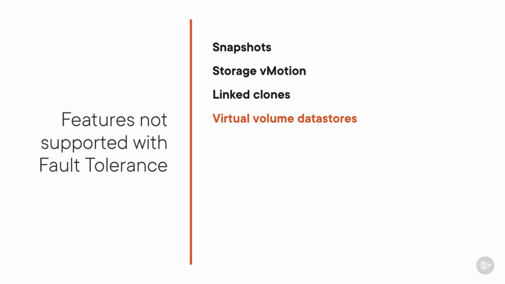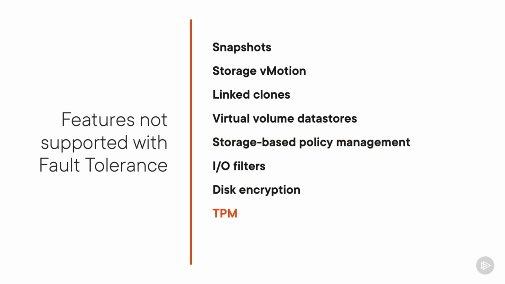There are also a number of features that are not supported with fault tolerance that you should be aware of. For example, virtual machines protected with fault tolerance cannot use snapshots. You cannot storage vMotion a virtual machine while it's protected with fault tolerance. You can't use linked clones. They can't be running on data stores that use virtual volumes. You also can't use storage-based policy management on virtual machines protected with fault tolerance. You can't use I/O filters, disk encryption, or the TPM security module, or the Microsoft virtualization-based security features on virtual machines protected by fault tolerance.